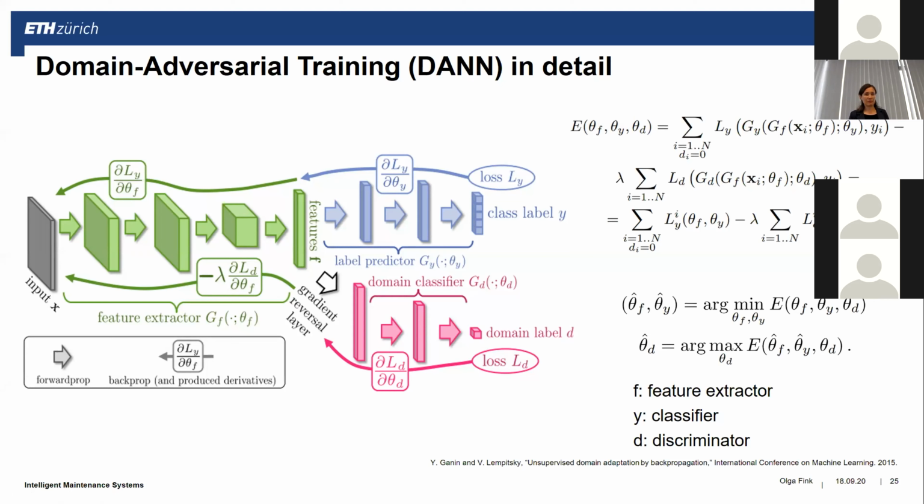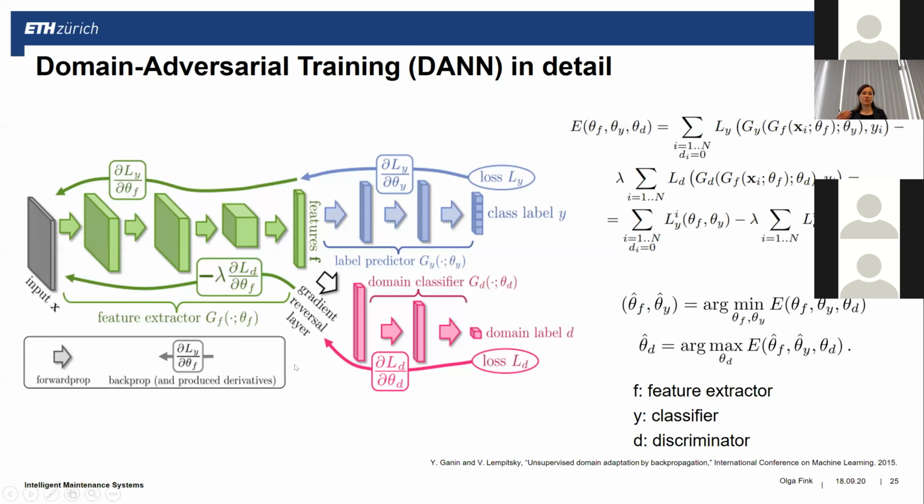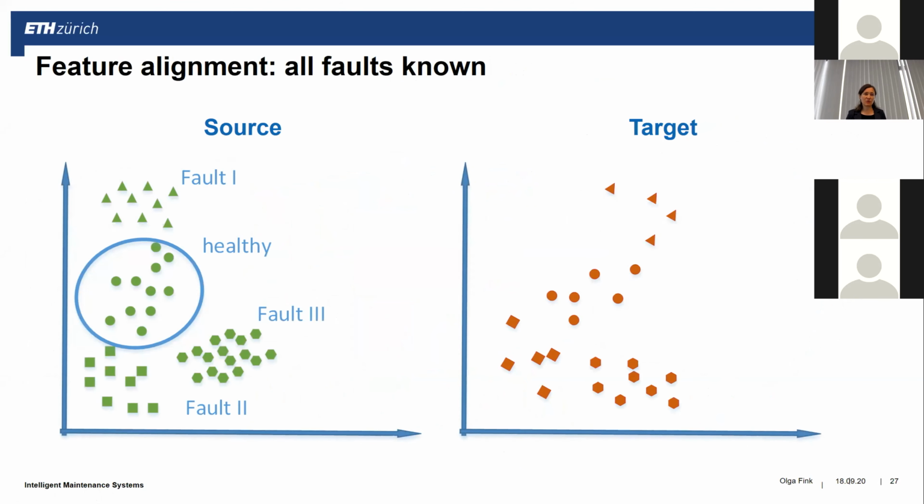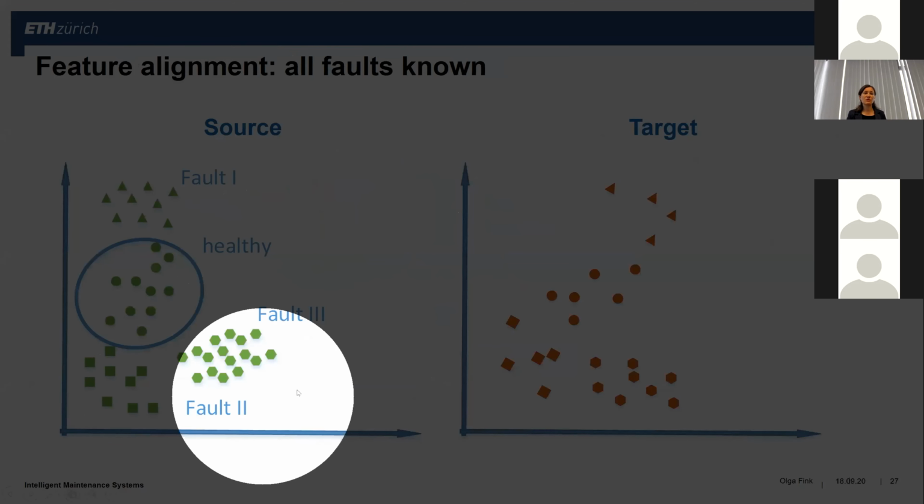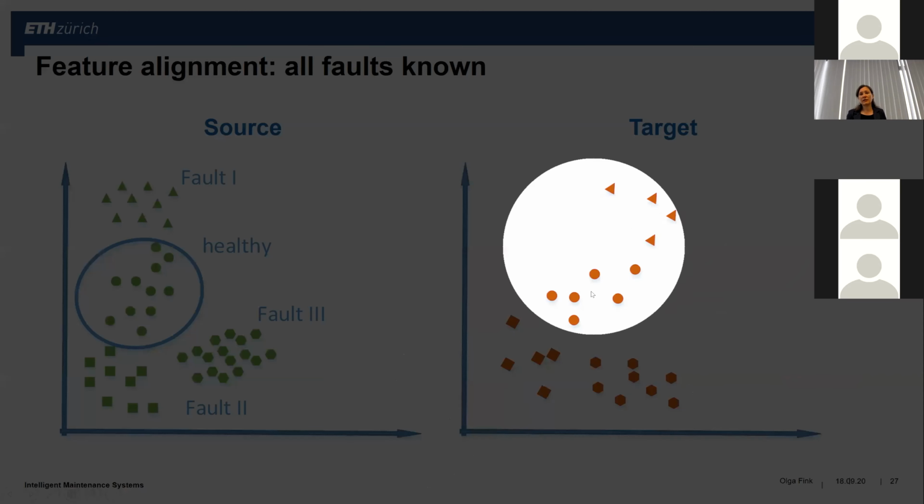So what we would normally like to do is to align the relevant operating conditions. In these setups, on the one hand, we have the source data set, for which all the faults have been observed. We have a healthy class and several faulty classes. Then we have a target data set, and we would now like to be able to classify the target data set as well without having observed any patterns or any faults on it. But one of the conditions here is that we assume that all the different fault types observed on the source data set are also present on the target data set.